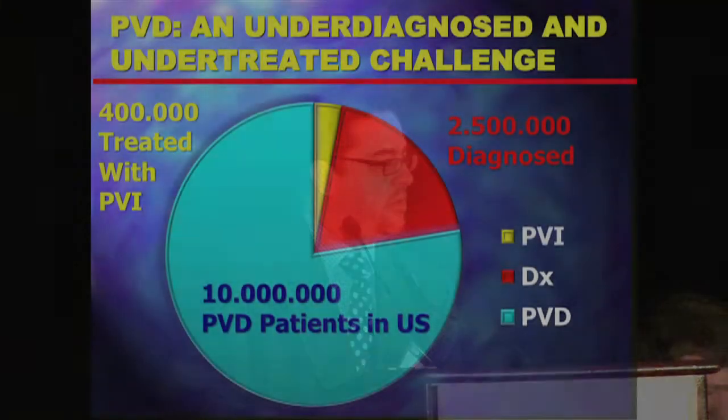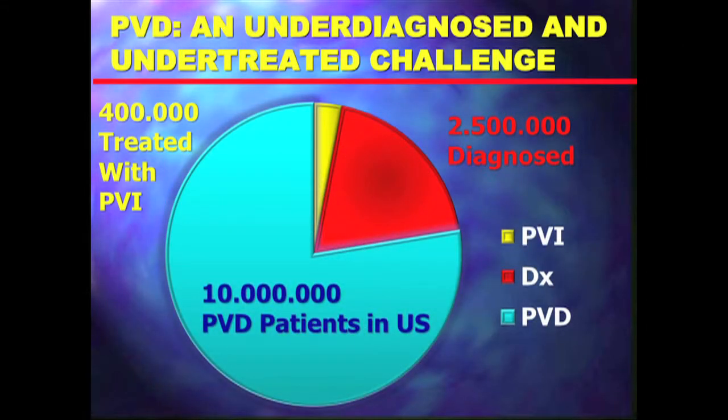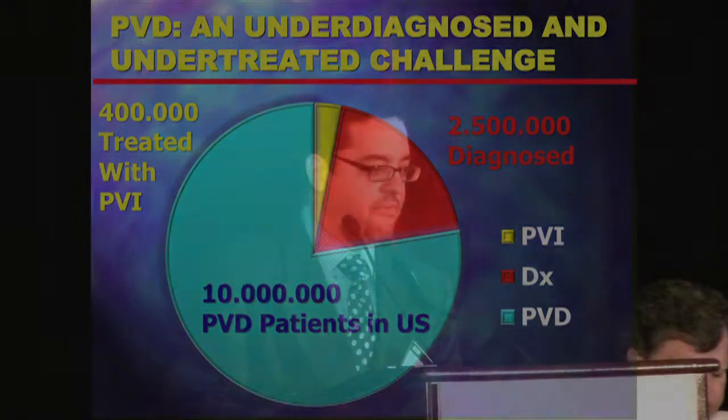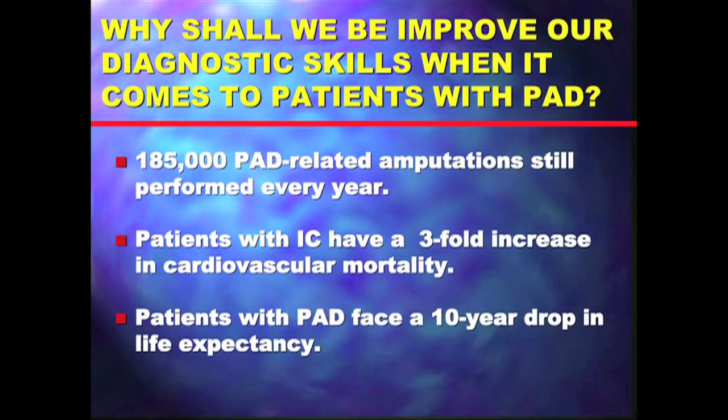So, peripheral arterial disease, we already know, is underdiagnosed. There's 10 million people with PAD, we're only diagnosing a quarter of them, and we're only treating 400,000. So no wonder we have the problem we have. Why should we get better at diagnosing it? Well, everybody has repeated this 1,500 times. There's 185,000 amputations per year, approximately in the US alone. Patients with intermittent claudication have a threefold increase in mortality and cardiovascular causes, and patients with PAD have a 10-year drop in life expectancy.